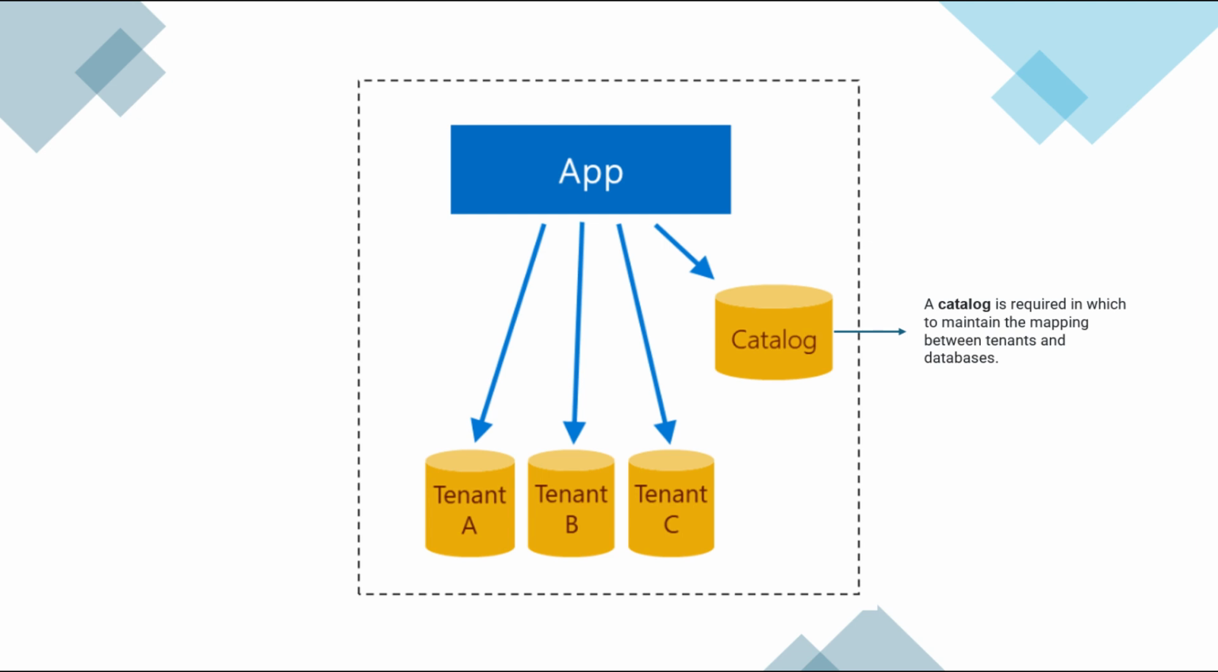A new database is provisioned for each new tenant. The application tier is scaled up vertically by adding more resources per node, or the app is scaled out horizontally by adding more nodes. A catalog is required, in which to maintain the mapping between tenants and databases. Usually a catalog is a shared database, which stores the mapping data regarding tenants and databases.